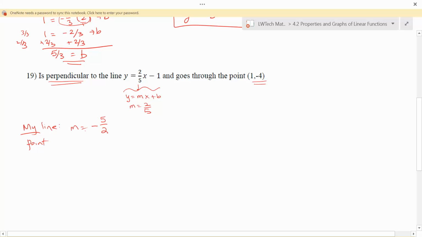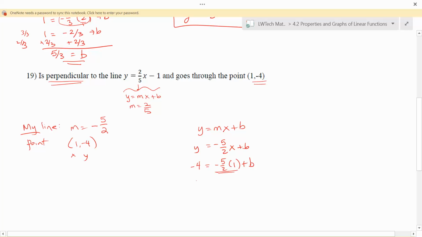Then I know that this line needs to go through the point 1, -4 in order to come up with the equation that I'm looking for here. So how do we find that? If I know the slope, we go to y equals mx plus b. My line, using the perpendicular information, gives me a slope of -5/2. And now I can use the x and y coordinates from the point that I was given to solve for the y-intercept, which I need to write my equation. So here my y value is -4. My x value is +1. So I've rewritten my equation using a known solution to the function.